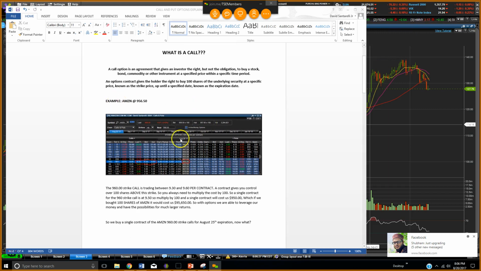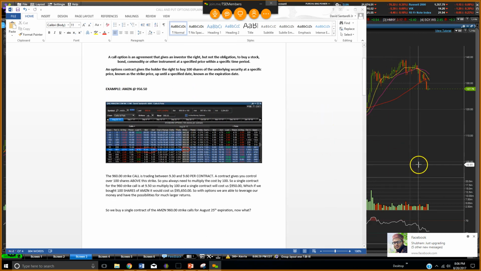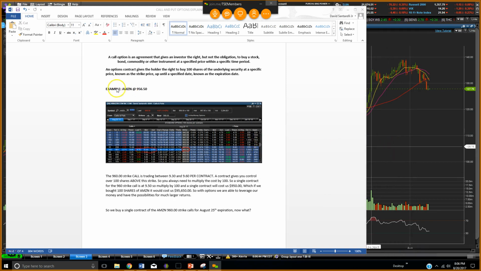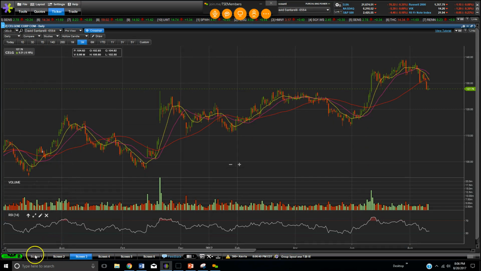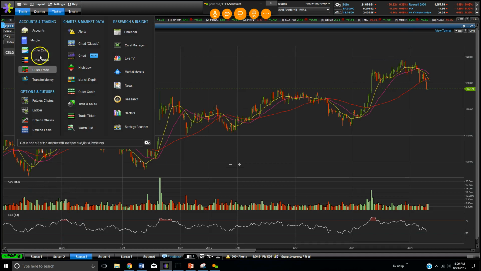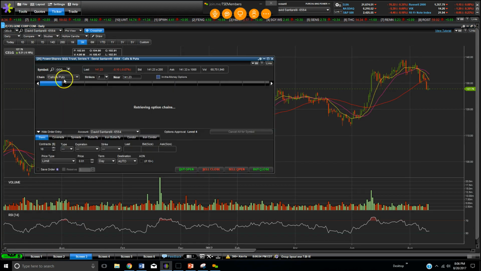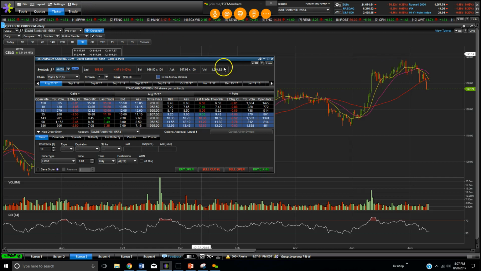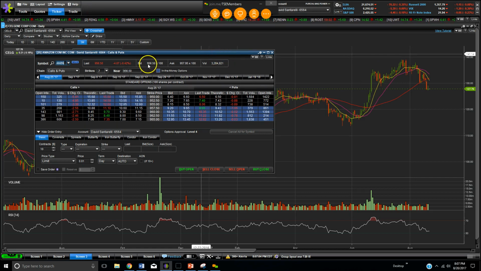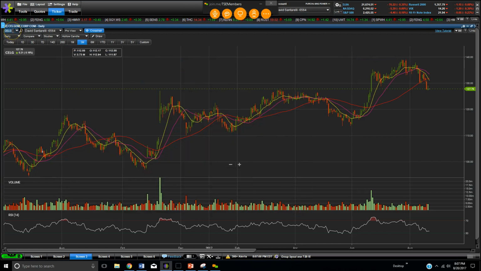So I have some examples on here, but I think I'm going to go to E-Trade Pro to give you guys some examples. Here we see Amazon trading at $956.50 a share. Let me go to the option chain. And this is how you do it on E-Trade Pro. We type in Amazon and we see Amazon trading at $956.50 a share. And then we have the Amazon chart in the background here.